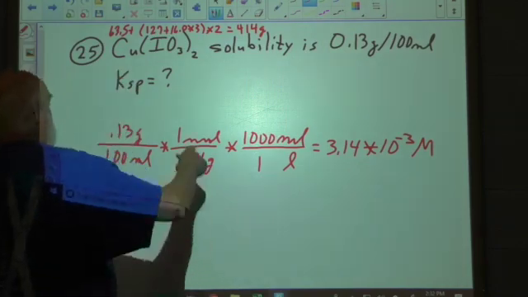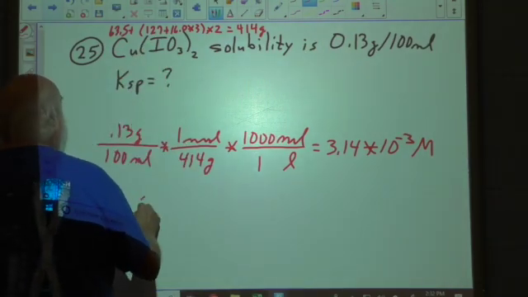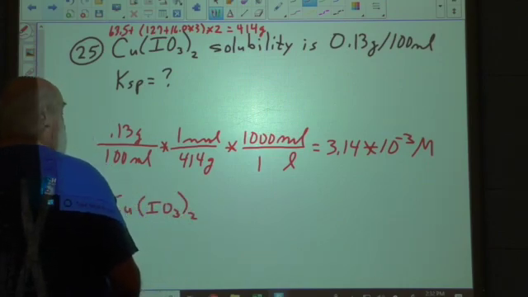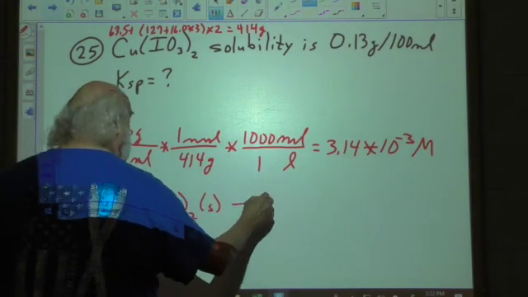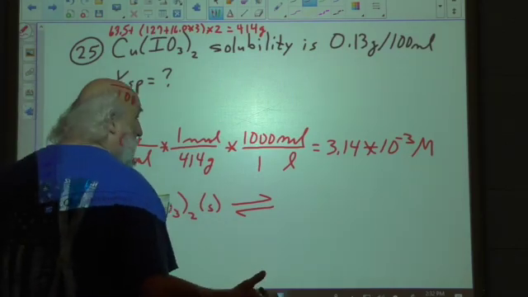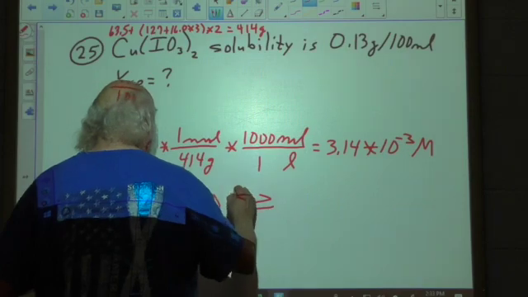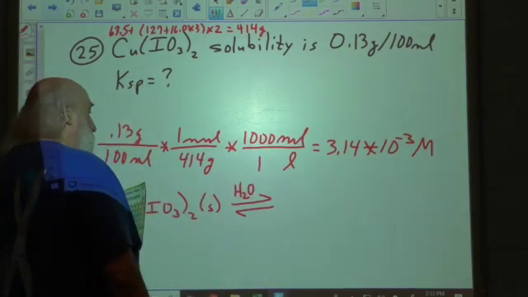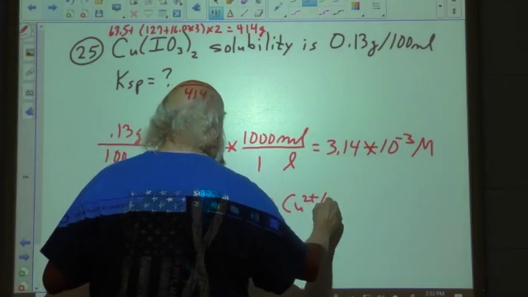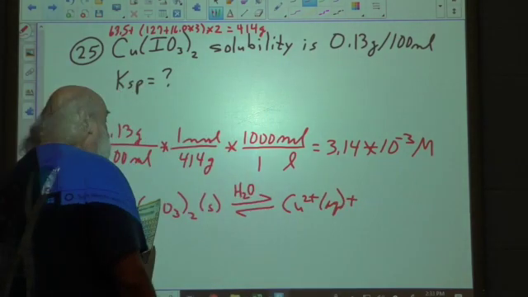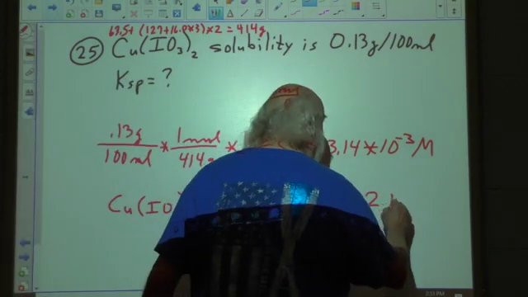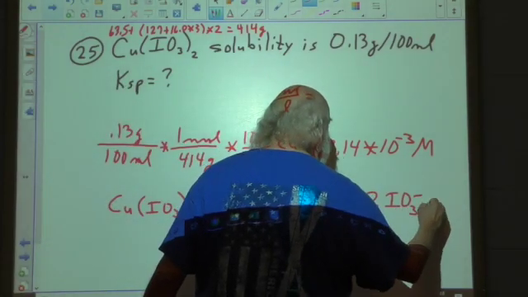All right, so let's write the dissolving reaction for this copper iodate. Solid, obviously very small solubility, so I think that technically defines itself as slightly soluble, but we still put the double arrow because it's not 100% soluble. Double arrow water is this copper 2 positive ions plus 2 iodate ions, so 2 IO3, charge -1, aqueous.